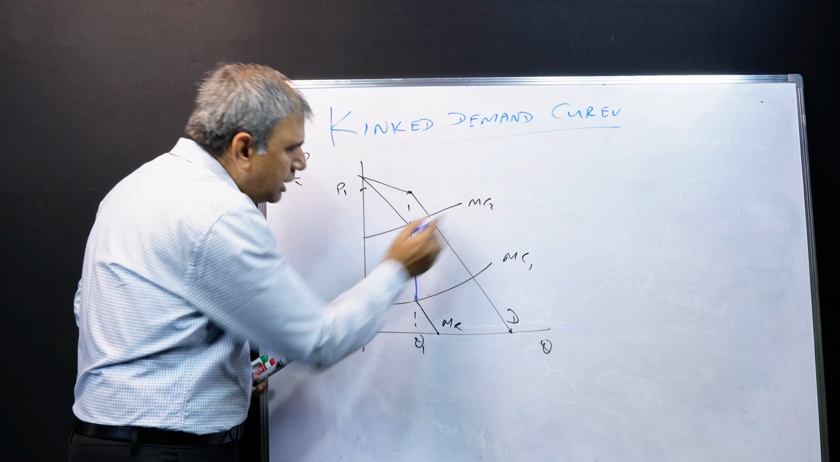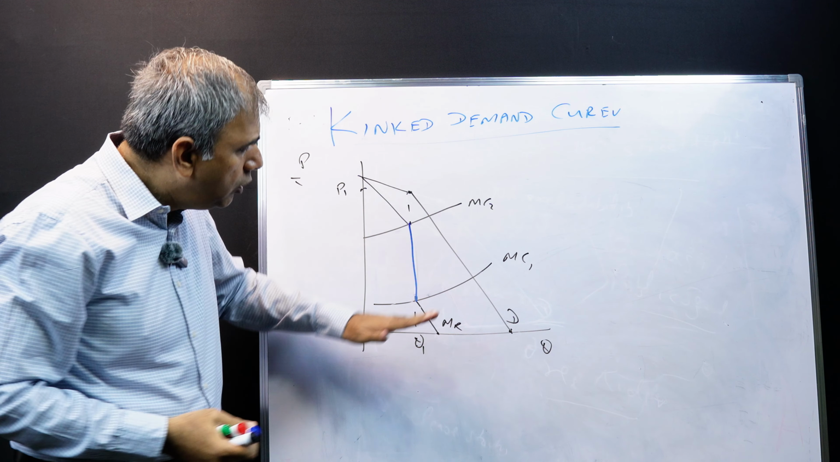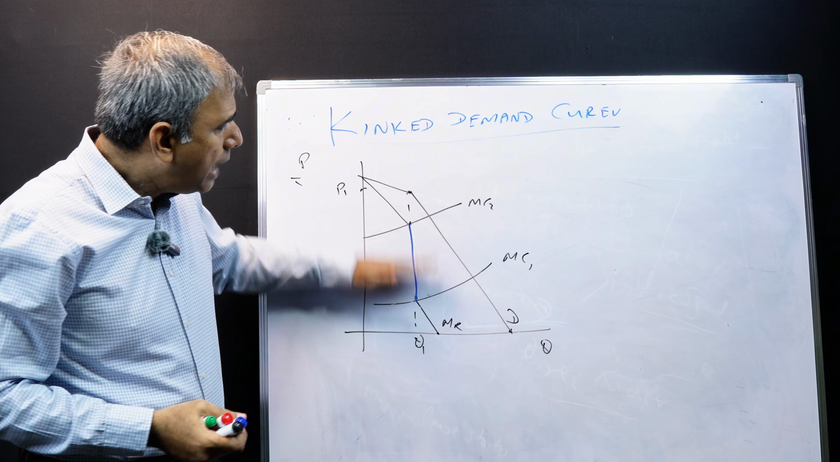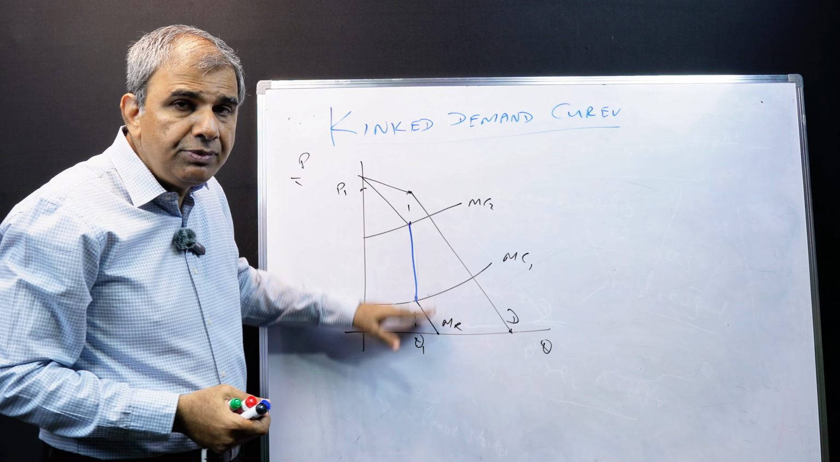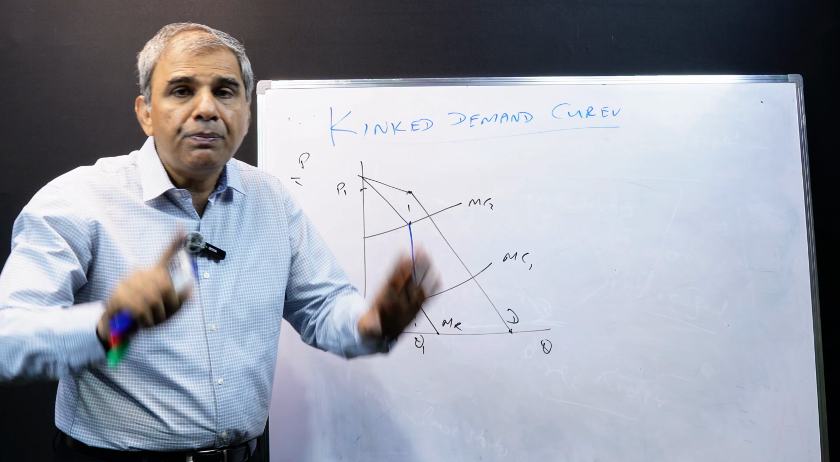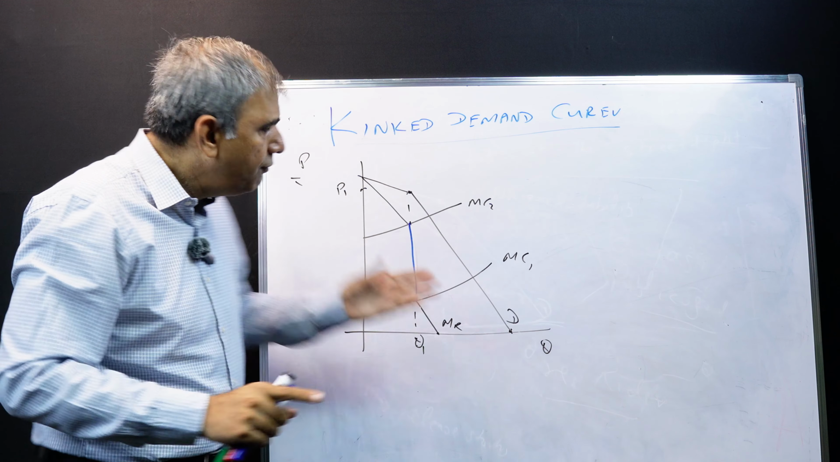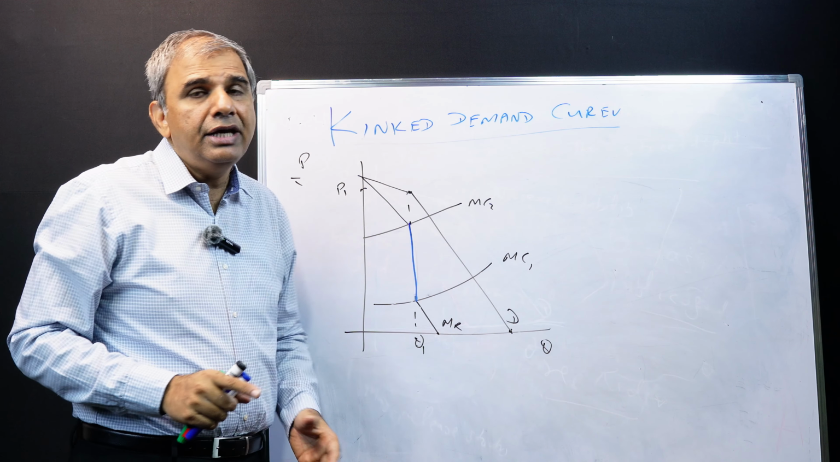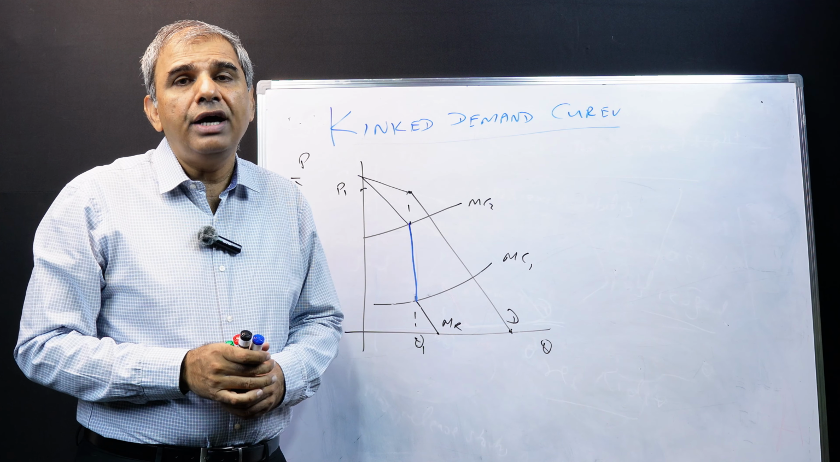If you draw an MC curve here and an MC curve here, you can prove that even though the MC curve shifts upward or downward, but stays within the range of MC1 and MC2, the profit maximizing price and the profit maximizing quantity will remain unchanged at P1 and Q1. And there won't be any change in price. And that is why firms avoid competing on price.